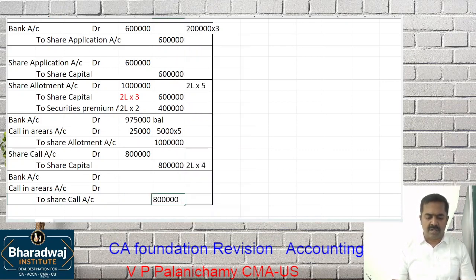Both the shareholders are not paying the money. Total how many shares? 15,000 into 4. One shareholder for 10,000, another one for 5,000. 15,000 into 4, how much? Balance is collected.